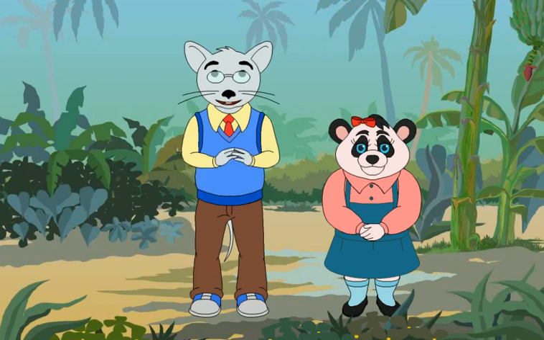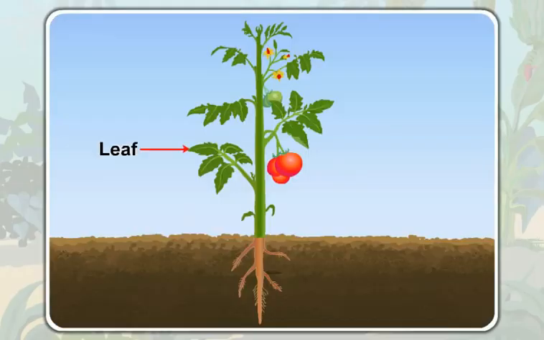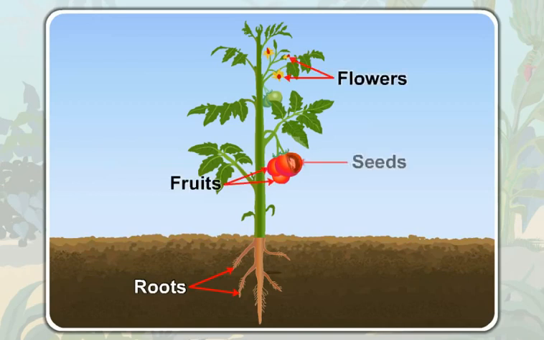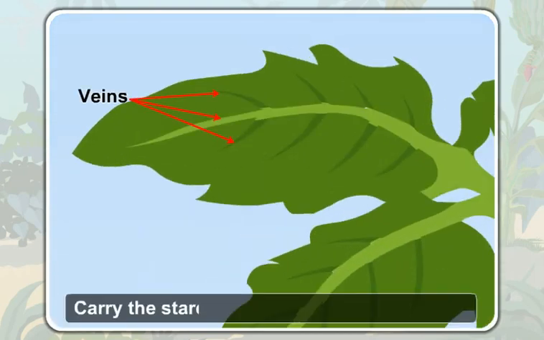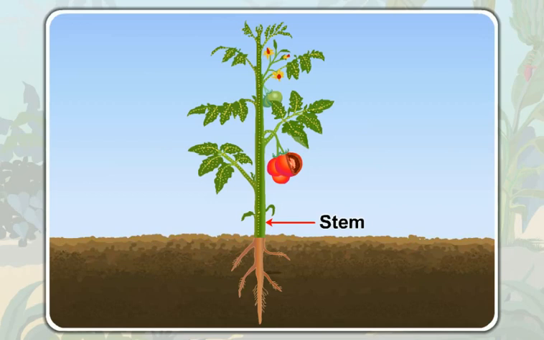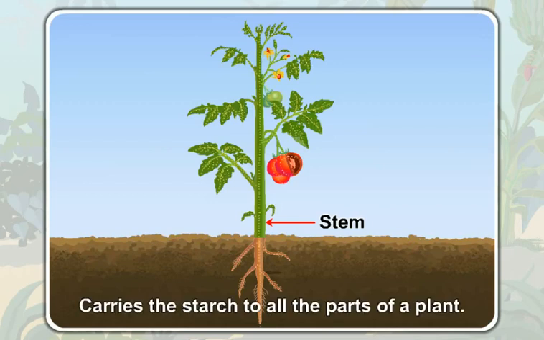Students, we have learnt that the food prepared by the green plants is immediately converted into starch, and starch remains in the leaf. That is, the leaf stores the starch. But there are many other parts like the roots, the flowers, the fruits, the seeds, and so on in a plant's body. These parts also need food. The vein in the leaf carries the starch from the leaves to the stem. The stem, in turn, carries the starch to all the parts of a plant.